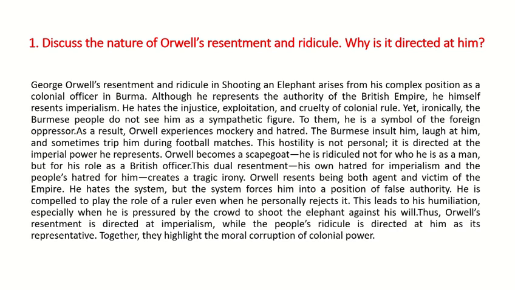Orwell becomes a scapegoat. He is ridiculed not for who he is as a man, but for his role as a British officer. This dual resentment, his own hatred for imperialism and the people's hatred for him, creates a tragic irony. Orwell resents being both agent and victim of the empire. He hates the system, but the system forces him into a position of false authority. He is compelled to play the role of a ruler even when he personally rejects it. This leads to his humiliation, especially when he is pressured by the crowd to shoot the elephant against his will. Thus, Orwell's resentment is directed at imperialism, while the people's ridicule is directed at him as its representative. Together, they highlight the moral corruption of colonial power.